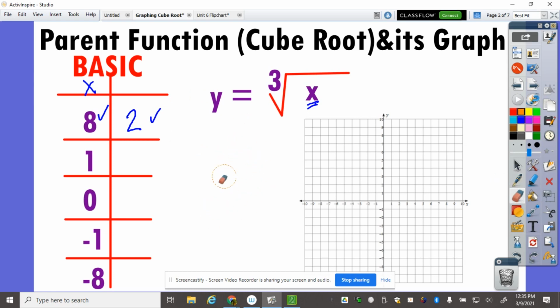What's the cube root of 1? The cube root of 1 is just 1. The cube root of 0 is 0. The cube root of negative 1 is negative 1. And the cube root of negative 8 is negative 2. Okay, if we try to graph it, we're going to go to (8, 2), (1, 1), (0, 0), (-1, -1), and (-8, -2). We try to connect them.